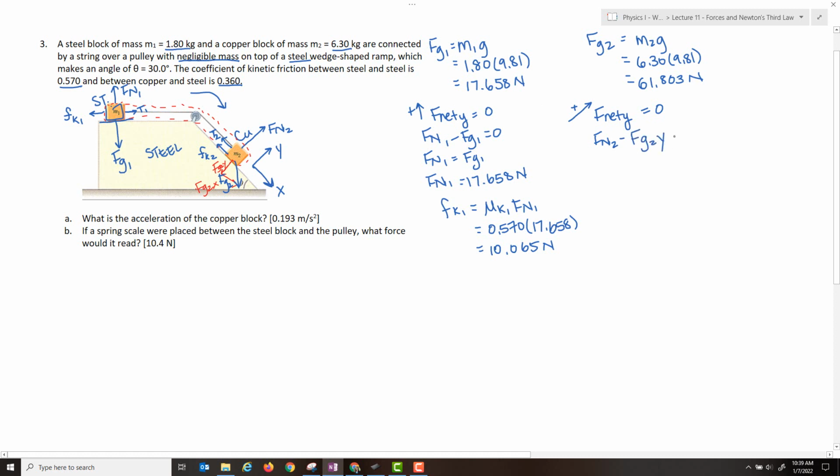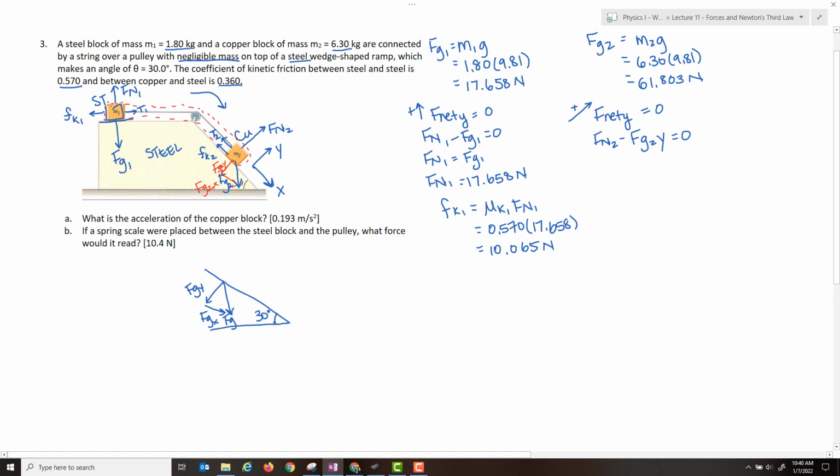Fg2y, and that equals 0. So how do we solve for this Fg2y? Well, what we could do, I'm going to redraw this picture down here so it's a little bit more clear. So this angle, they said, is 30 degrees. Here's my force of gravity, and then I can decompose my force of gravity into force of gravity y and force of gravity x.